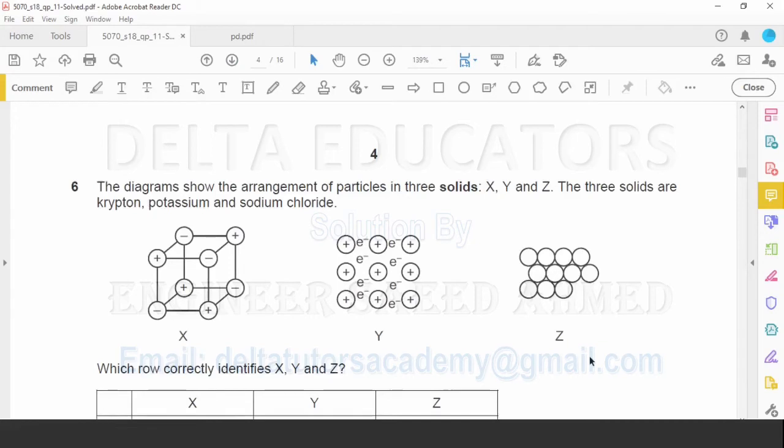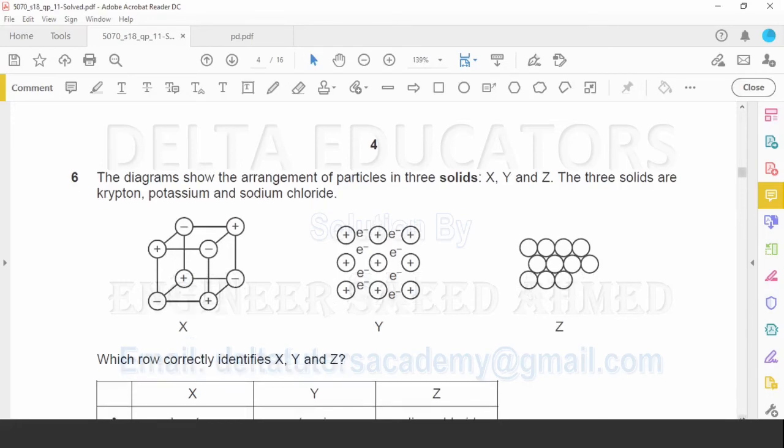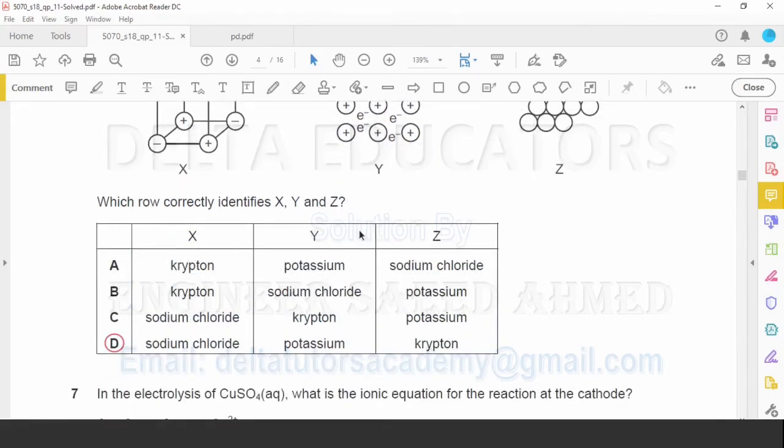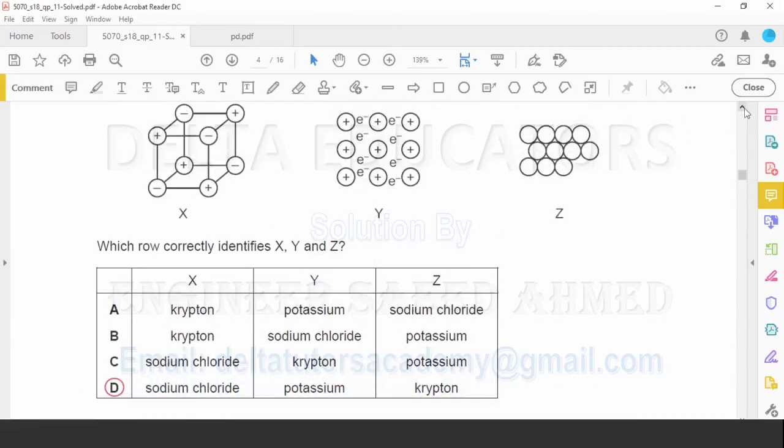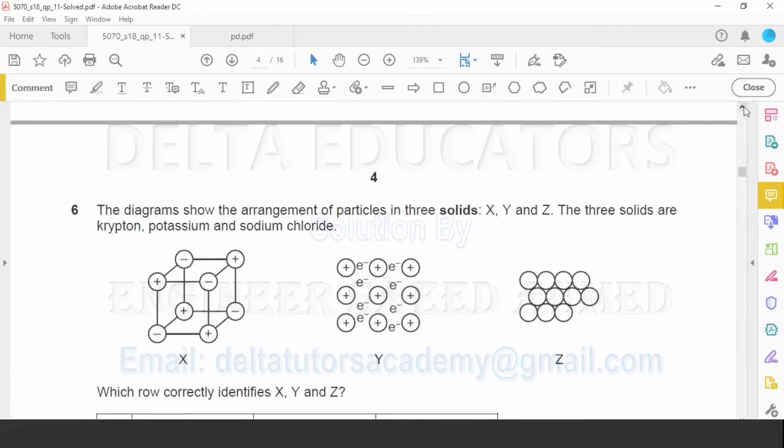Question number 6. The diagram shows the arrangement of particles in 3 solids X, Y and Z. These 3 solids are krypton, potassium and sodium chloride. Which row correctly identifies X, Y and Z? Okay, here, this one, it is a cubic crystalline structure. Cubic crystalline structure is of sodium chloride. Here 3 members are given: sodium chloride, potassium and krypton. Potassium is a metal. Sodium chloride has a cubic crystalline structure.